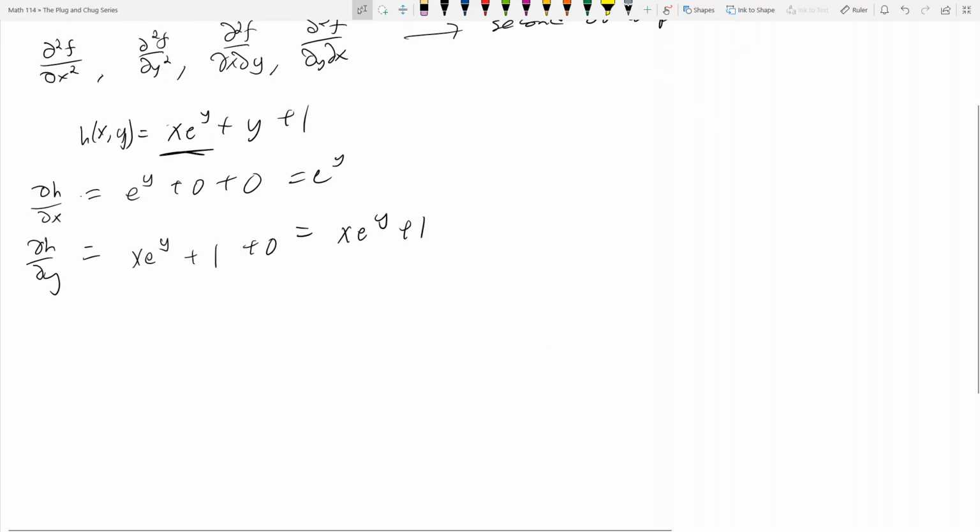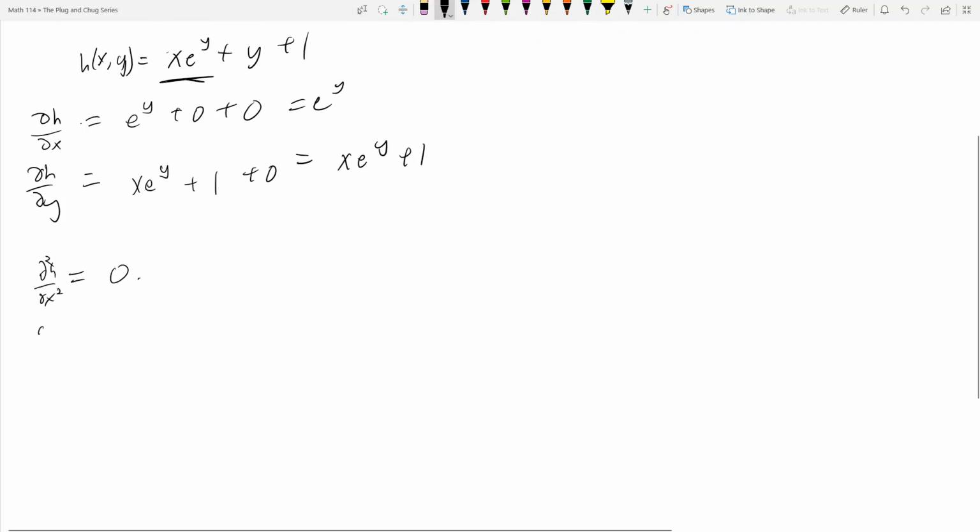What is then d squared h dx squared? Well, that's just the partial with respect to x of this first guy. So I have e to the y, right? And what's the partial with respect to x of e to the y? Well, there are no x terms in e to the y, so the partial of e to the y with respect to x is going to be 0.